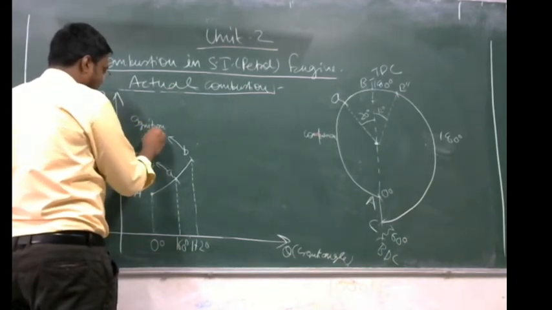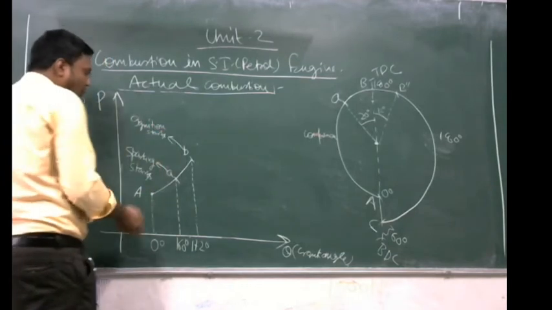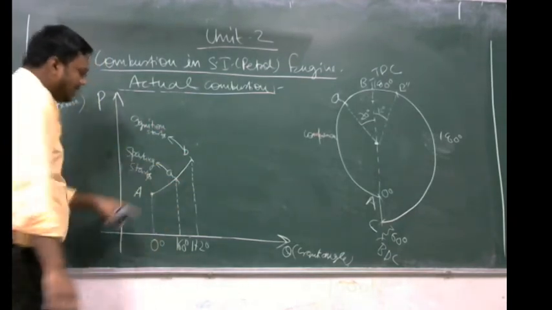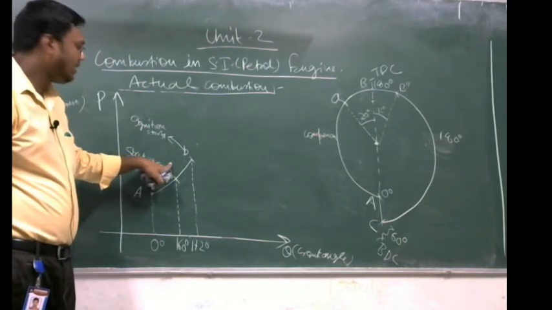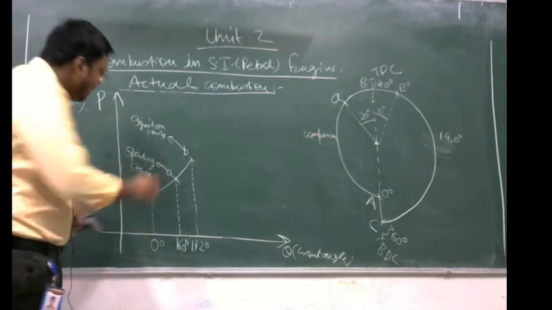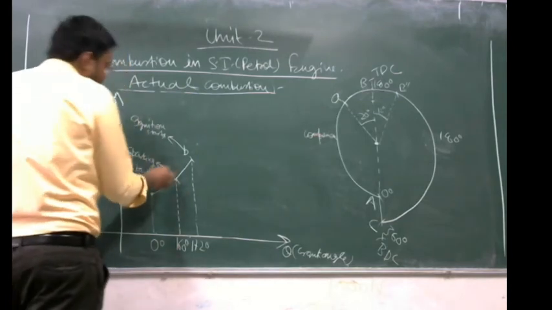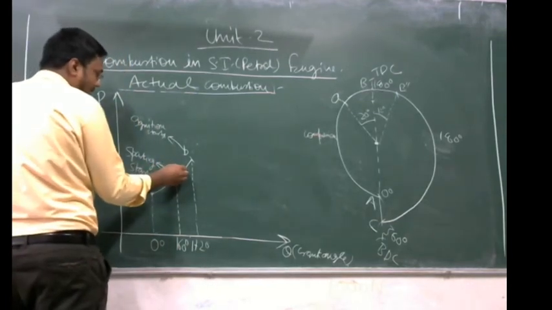Ignition starts. Now, why is there a delay between sparking and ignition? Because of chemical reaction. So this delay from A to B is known as chemical lag or ignition lag.